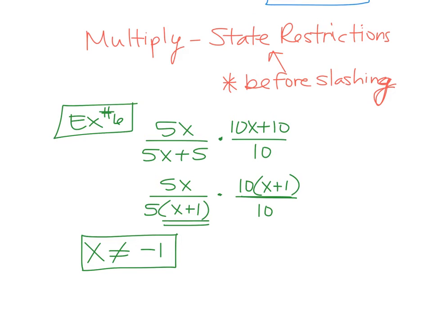So now from here, when we're multiplying this, you can kind of think of this as one big bar now, okay? Which means x plus 1 divided by x plus 1, that's 1. 5 divided by 5 is 1. 10 divided by 10 is 1. What are you left with? X. So your answer is x, where x does not equal negative 1. Does that make sense?